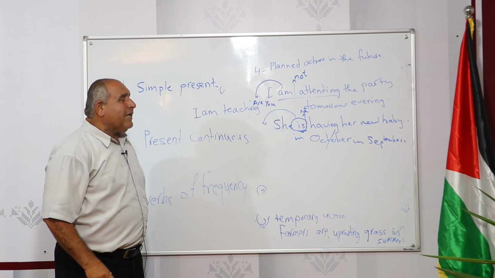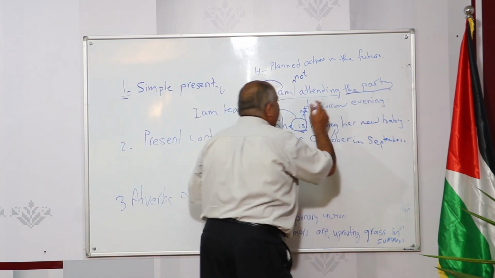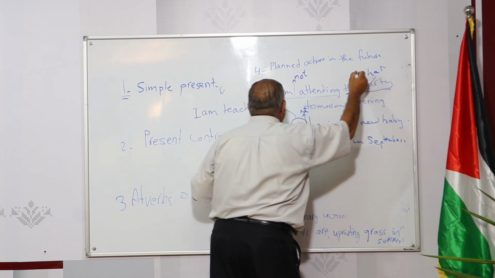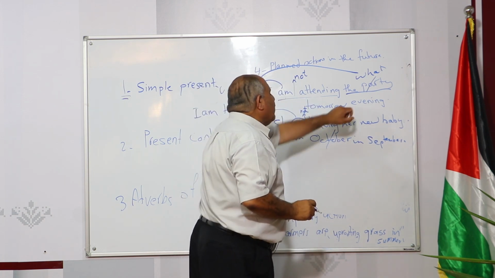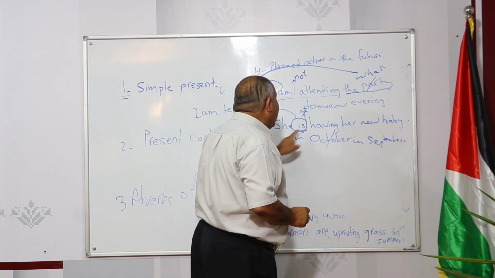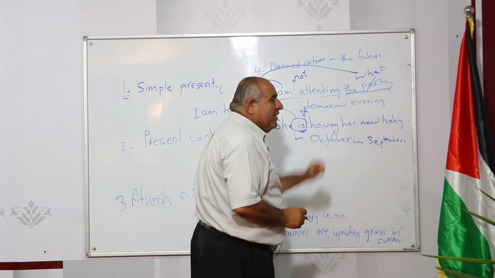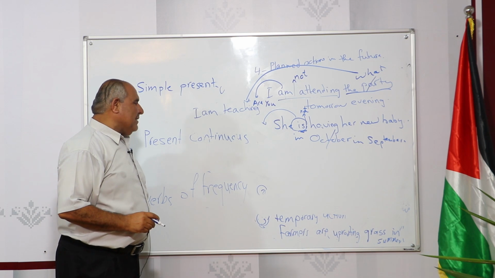Now, if you want to make a WH question, then you are to ask about the party, the same thing. You put now, instead of the party, what? And you put what before the auxiliary. So, what are you attending tomorrow evening? What is she having in September? She is having her new baby in September.